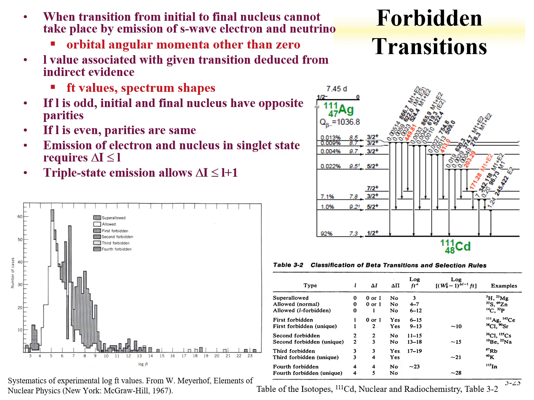As an example of this, a first forbidden transition is the decay of silver-111, where we go from a 1/2 minus to a 1/2 plus. This log ft value is 7.3, which falls within here. Spin change 0, but there is the parity change, 1/2 minus to 1/2 plus. That'll fall into a first forbidden transition.